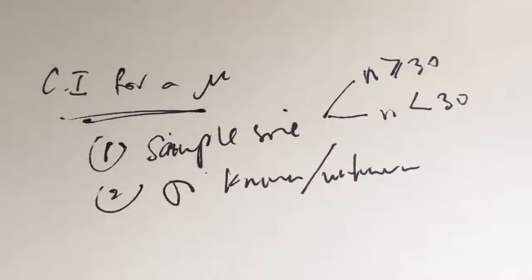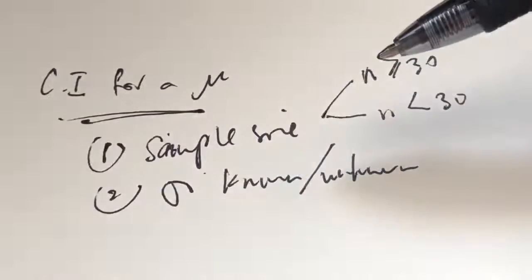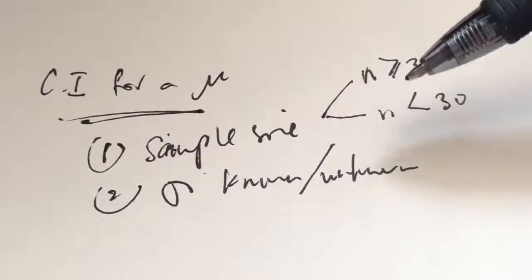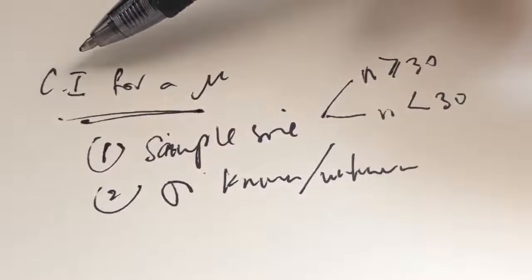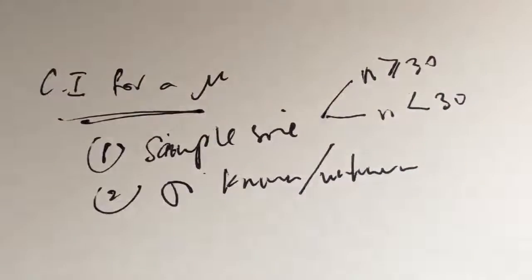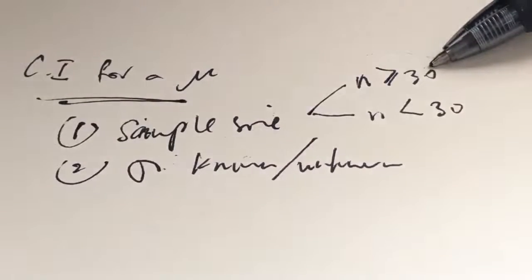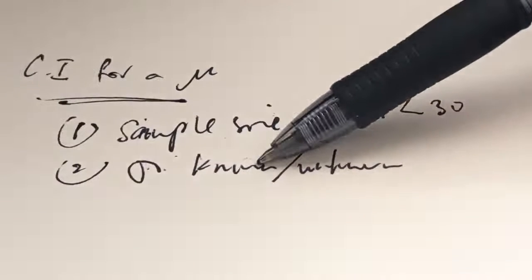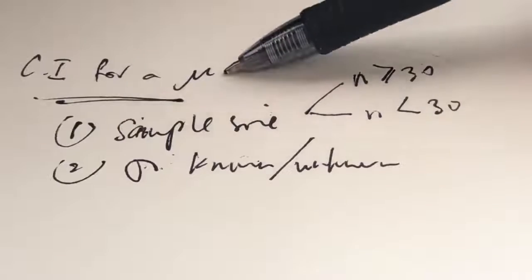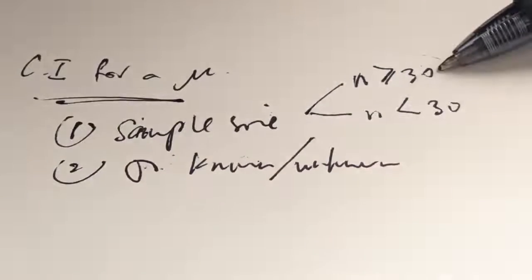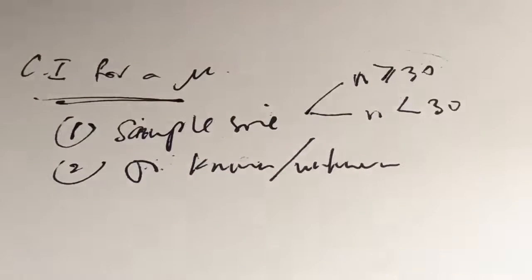The second thing we need to consider is if we know the population standard deviation or not. Okay, so these are the two very important considerations to make when we want to construct or calculate the confidence interval for mu. Now, usually, when the sample size is large, we know the population standard deviation. Okay, so now let's look at how to calculate the confidence interval for mu, given that the sample size is large and the population standard deviation, or sigma, is known.